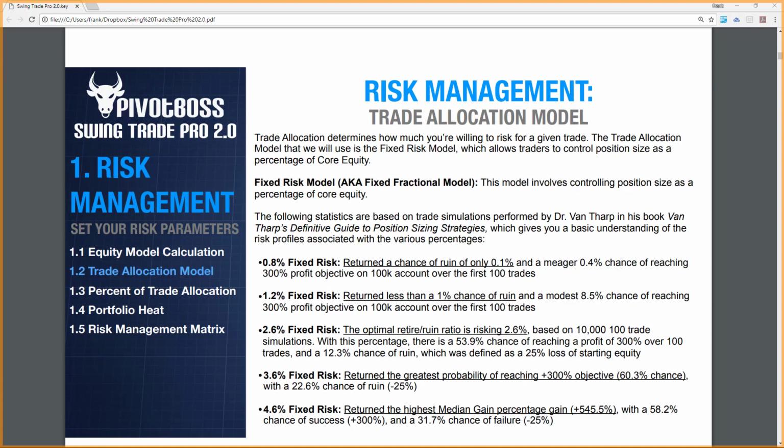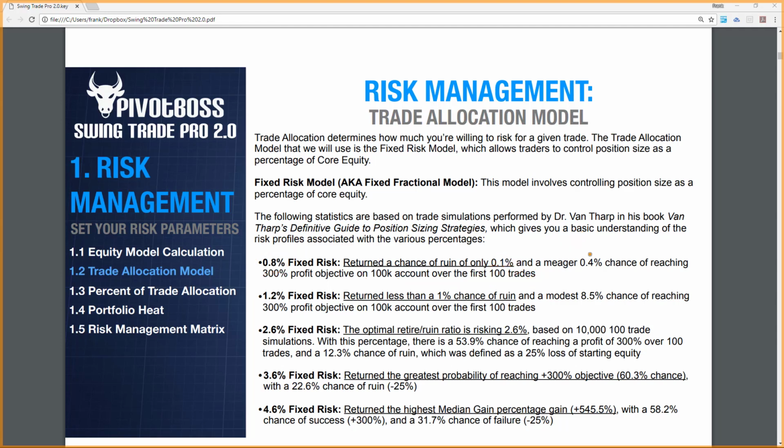So, for example, while 1% is a very standard approach, but 0.8% right here. So basically, 0.8% returned a chance of ruin of only 0.1%. Chance of ruin for that study was a 20% loss of starting equity. That would be a ruin, I believe they used in that case. So you had a very small chance of ruin to go down 20% of your account on a 100K account after your first 100 trades using 0.8% fixed risk.